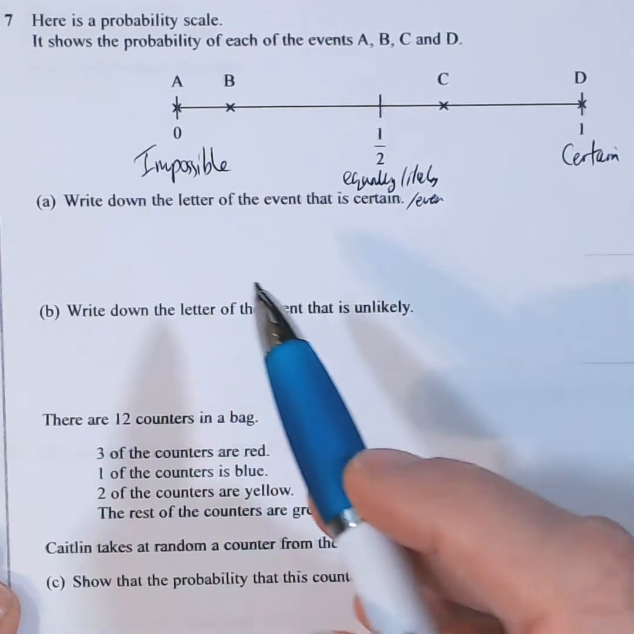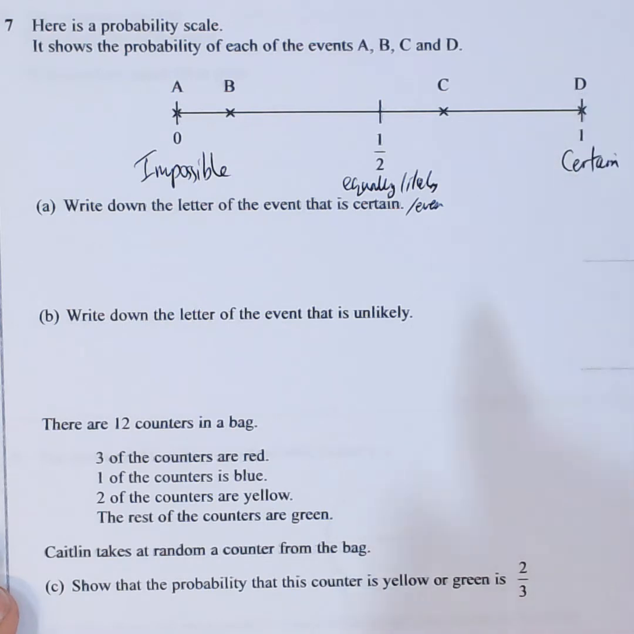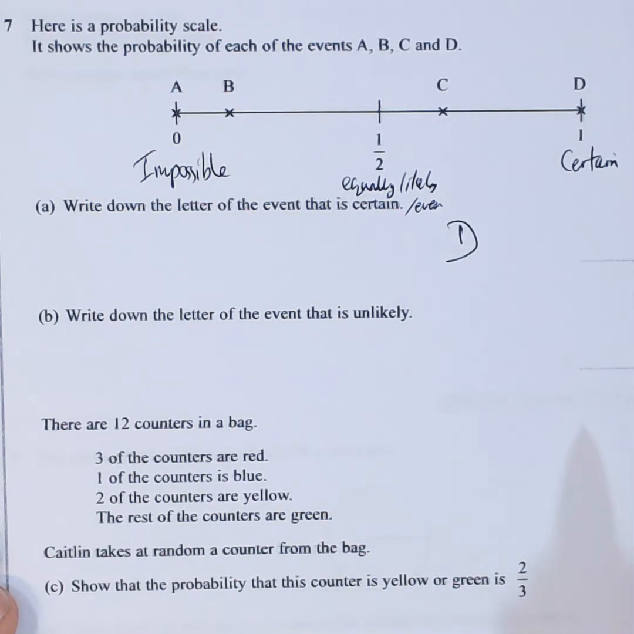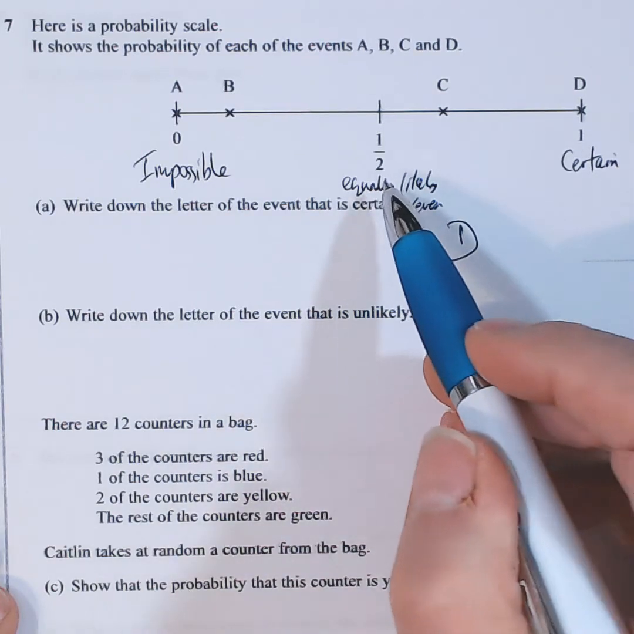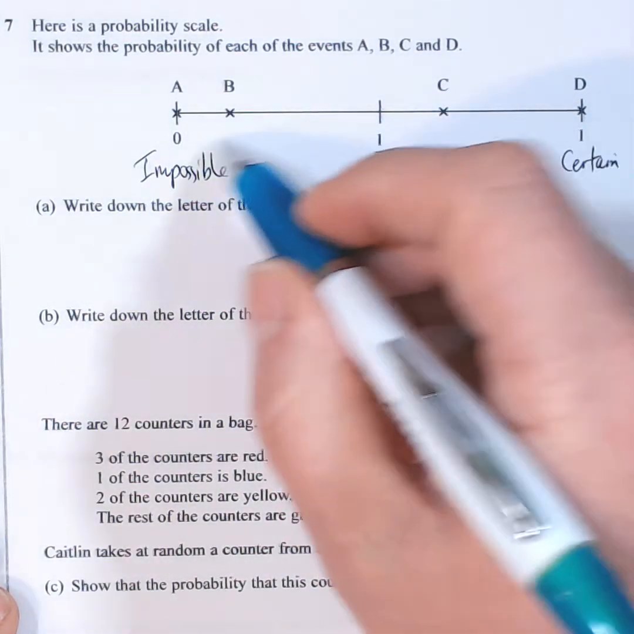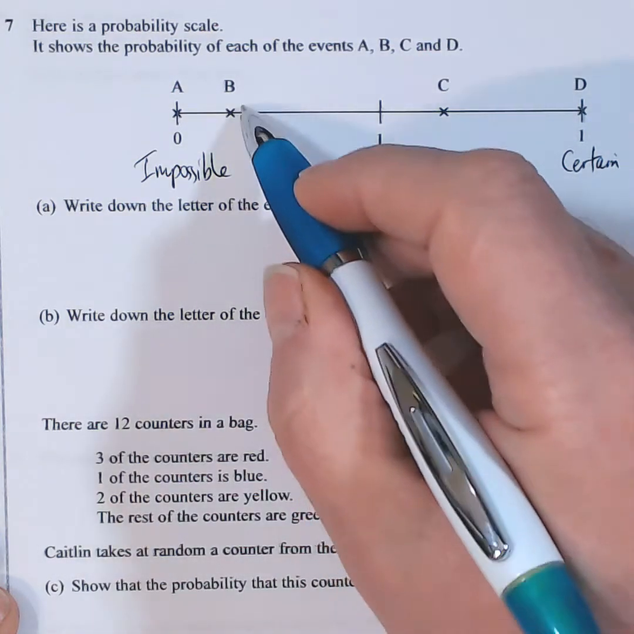So that's how a probability scale should be interpreted. Now it says write down the letter of the event that is certain. Well, this means certain, so that'll be the letter D. Write down the letter of an event that is unlikely. Well, this area here is unlikely, but it says unlikely, not impossible, so it would be B.